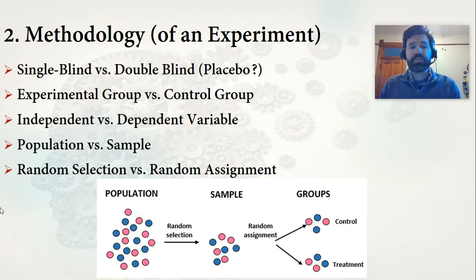Populations and samples. Population is everyone that would fall within the group you are curious about studying. Maybe the population is everyone in the world. Maybe the population is just males. Maybe the population is just teenagers between 13 and 19. It's everyone you're curious about studying.